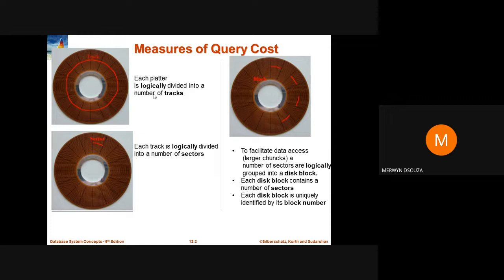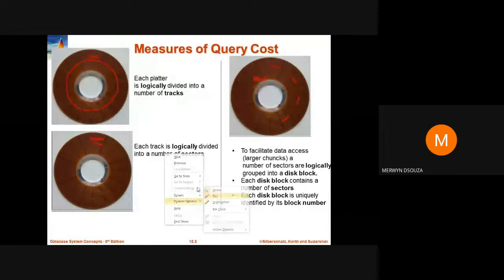Your hard disk is logically divided into a number of tracks, something that is concentric in nature, like these concentric circles. Each concentric circle is a track. Each track is logically divided into a number of sectors. You can see here, this is an example of one sector.